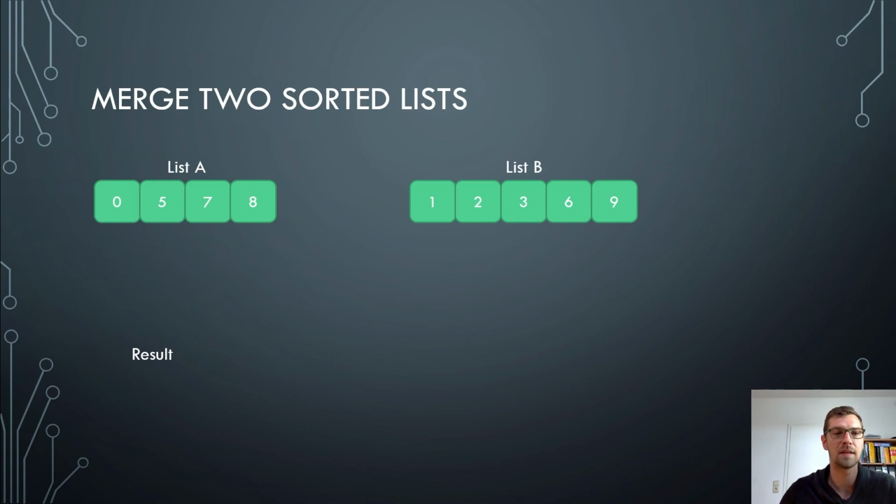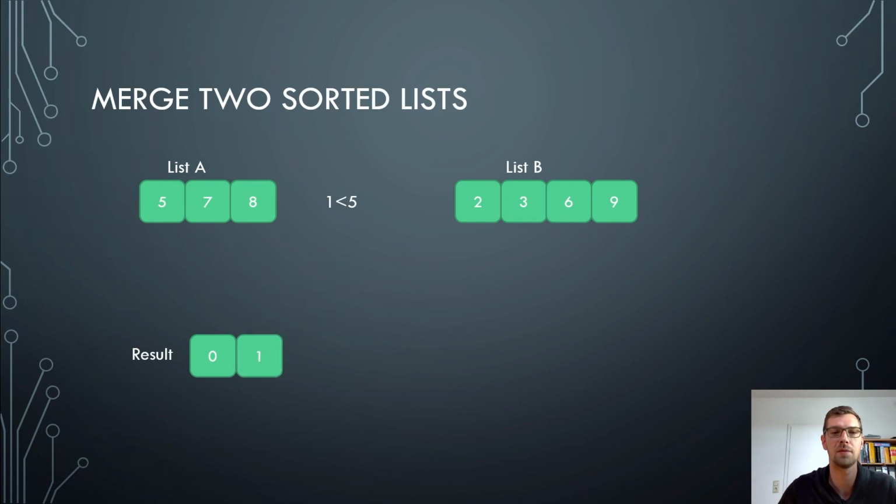For example, the list A is 0, 5, 7, 8 and the list B is 1, 2, 3, 6, 9. At first we just need to compare the 0 and the 1. The 0 is smaller, so we append the 0 to our result. In the next step we have to compare the 5 to the 1. There we see the 1 is smaller, so we append the 1 to our result.